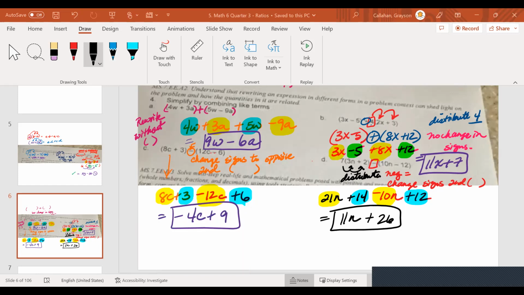Okay. So for number 5, it says solve each equation, check by substituting the solution into the equation, evaluating when distributing negatives. Okay. You want to get the D by itself, right? But you have the 5 and the 8. Which one do you get rid of first? The number that's not attached to the letter.